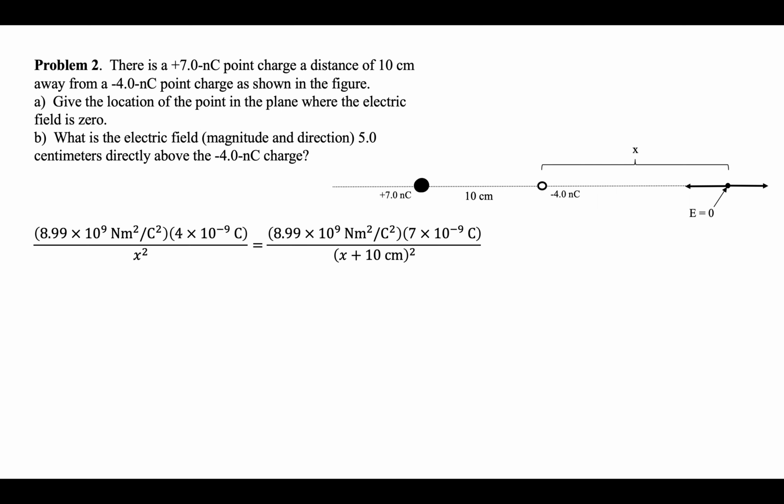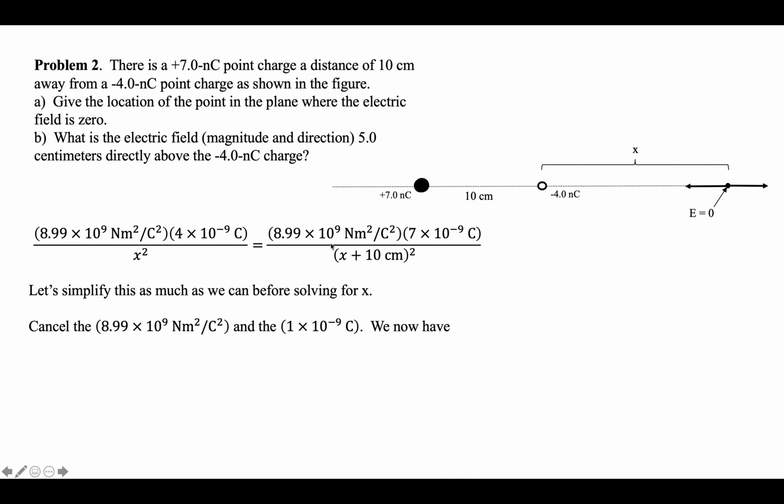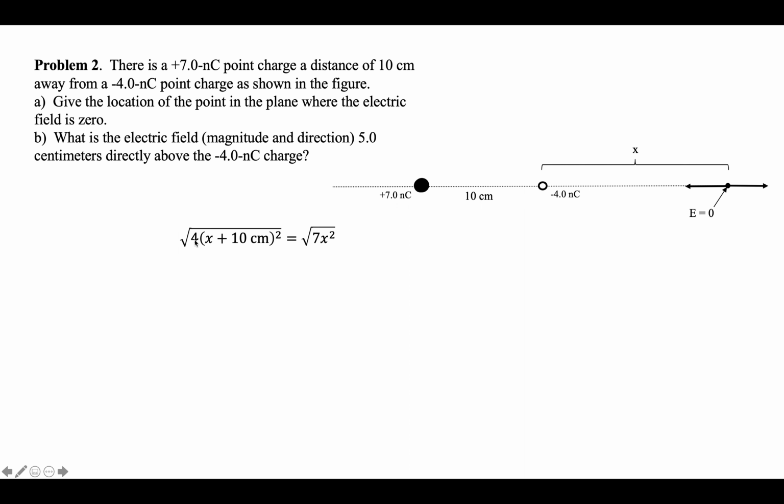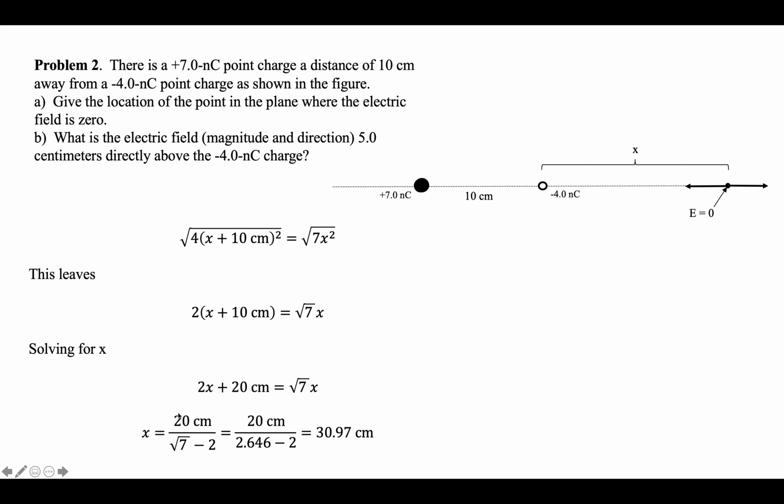We're going to solve for x using algebra, and we're going to simplify by canceling the k's and canceling the nanocoulombs. So we now have this, which looks pretty good, much simpler. Let's cross multiply. And now let's take the square root of both sides so we don't get a quadratic. This side is 2 times the quantity x plus 10. The other side is the square root of 7 times x. I can distribute the 2 in the parentheses. I can subtract 2x from both sides. I can factor out the x and divide by the square root of 7 minus 2.